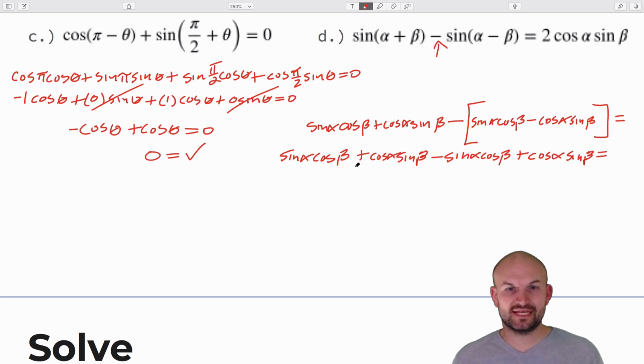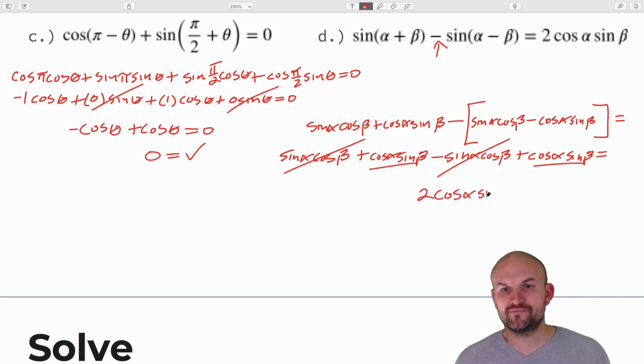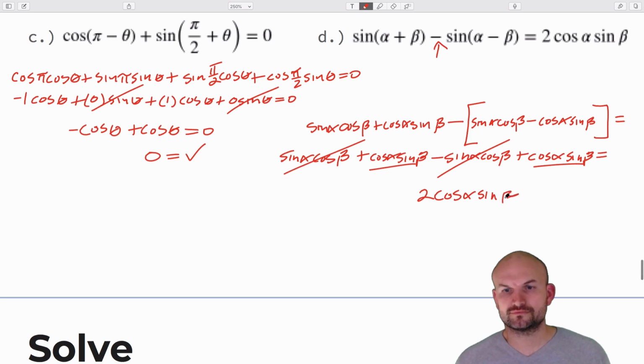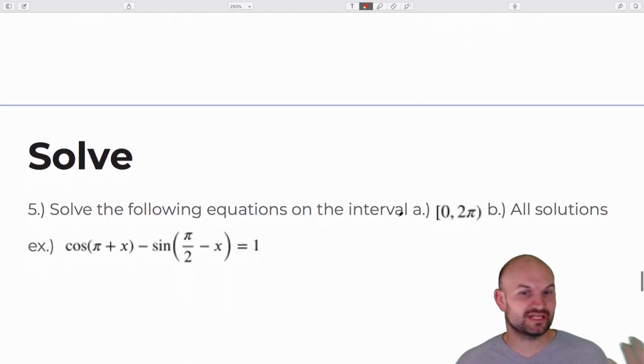So now what you can see here is that these two terms are going to add to 0. These two expressions are exactly the same, so they're going to be 2 cosine of alpha sine of beta. And there you go, voila.